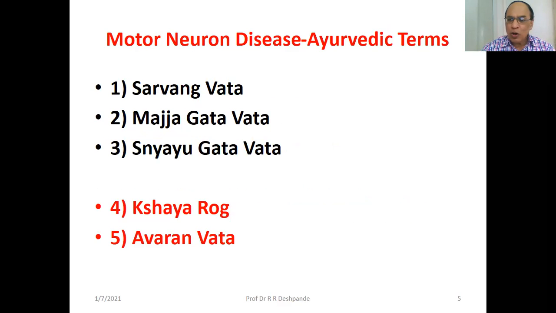Then motor neuron disease, Ayurvedic terms. I would like to tell you some Ayurvedic terms. It can be compared with Sarvangavata, all over the body. Majja Gatavata. Majja is one of the important dhatus in our body: Rasa, Rakta, Mamsa, Meda, Asthi, Majja, Shukra. Majja is related with your nervous system, neurons. Then Snayu Gatavata, because it is related with the muscles. Vata is a bioenergy which is responsible for all types of movements. Also, in motor neuron disease, you get demyelination: the covering of the neuron, which is called the myelin sheath, is damaged, and that's why it can be compared with Kshaya Roga. Kshaya is a deficiency. Then Avarana Vata. Nerve conduction gets obstructed because of the demyelination. So in the beginning we have to consider Avarana Vata Chikitsa also.